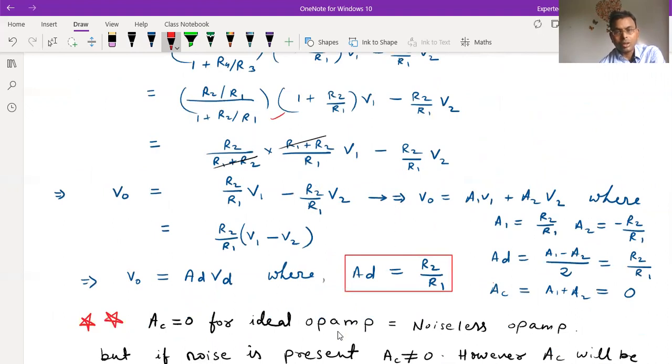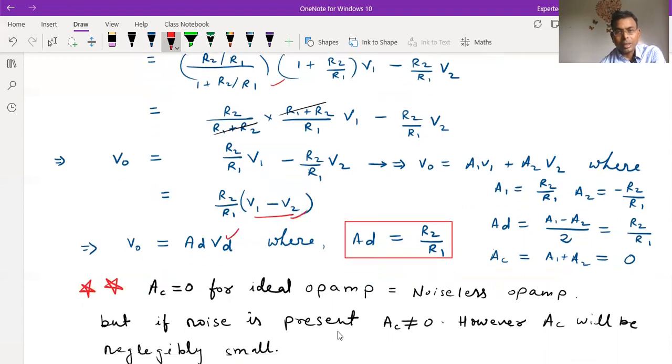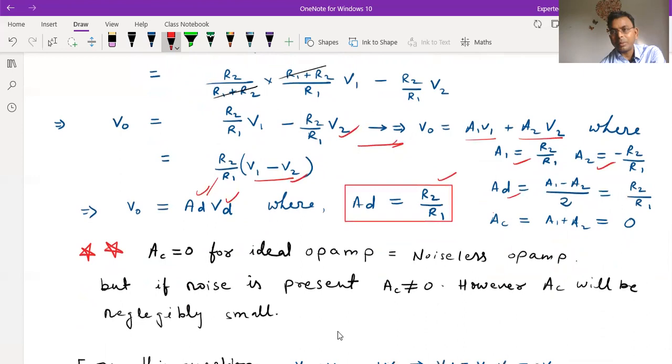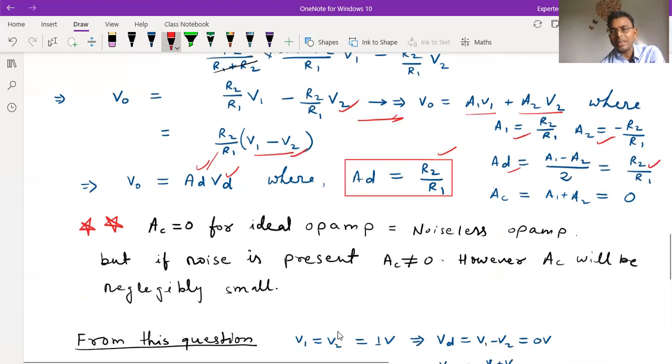So VO is nothing but R2 by R1 into V1 minus V2, and this is nothing but the differential voltage VD, and this is AD. So we can find AD is nothing but R2 by R1. Also we can find from this expression VO is equal to A1 V1 plus A2 V2. So A1 is nothing but R2 by R1, and A2 is nothing but minus R2 by R1. Now from the formula of AD, we can find A1 minus A2 by 2, so AD will become R2 by R1. So we can get AD both ways. And AC is A1 plus A2, which we are getting 0 here.